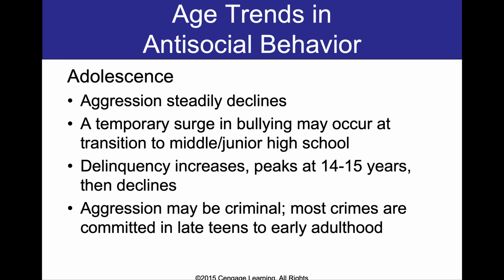The age trends in antisocial behavior in adolescence is that the aggression steadily begins to decline. We see a temporary surge in bullying, but it may transition to middle and junior high school years only. Delinquency increases, and it peaks at the ages of 14 to 15 years. Then it will begin to decline. Aggression may be criminal. Most crimes are committed in the late teens to early adulthood. That's when they start becoming extremely criminally aggressive.